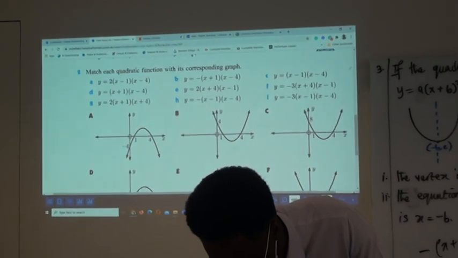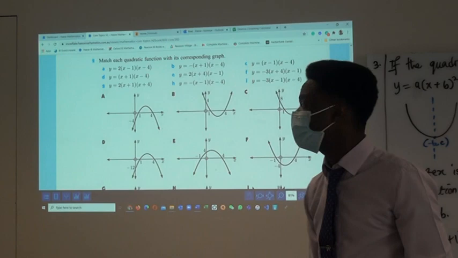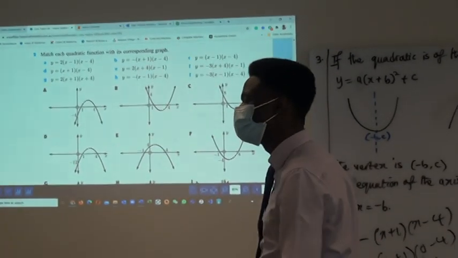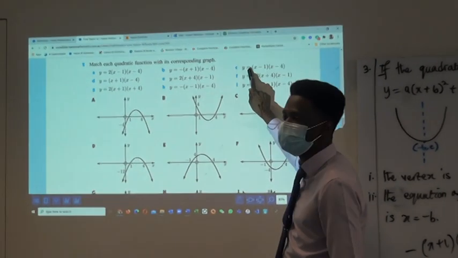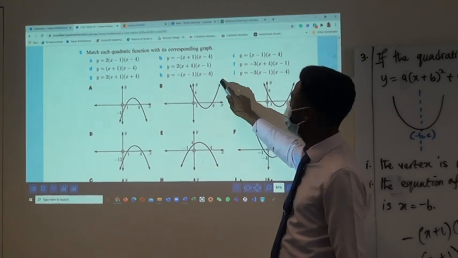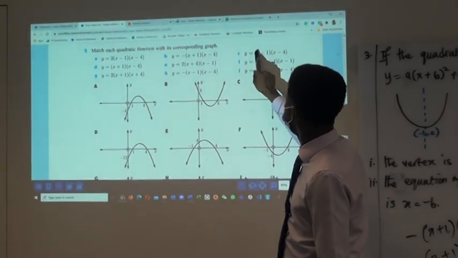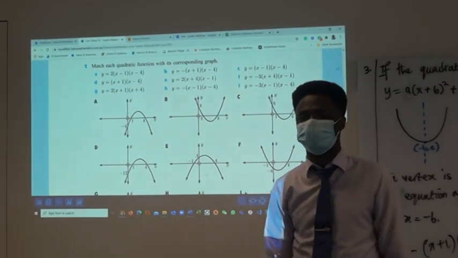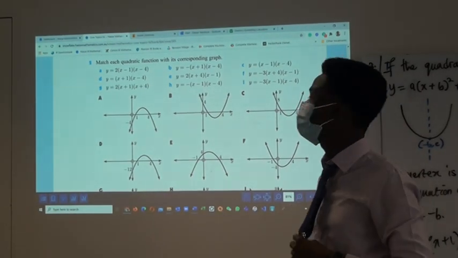Who wants to try C? C is B. Alex says C is B. Let's see if we have to kick him in the face or not. C is B. Let's see. It is a minimum because of the plus. So yes, intercepts 1 and 4. When we put x equal to 0, you get -1 times -4, which is +4. So yes, Alex is right. So we don't have to kick him in the face.